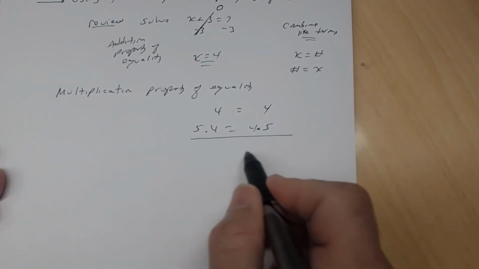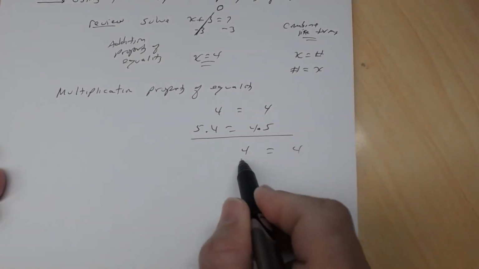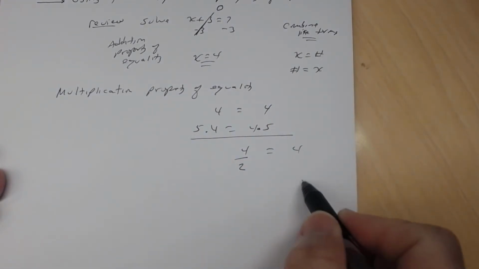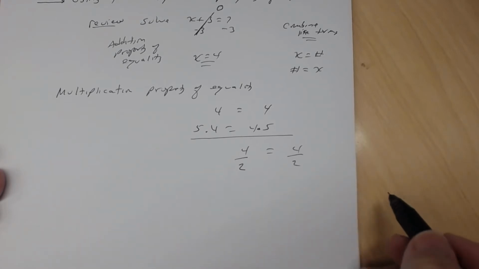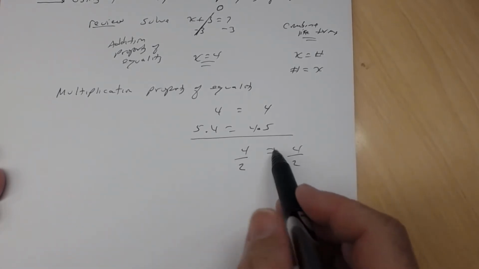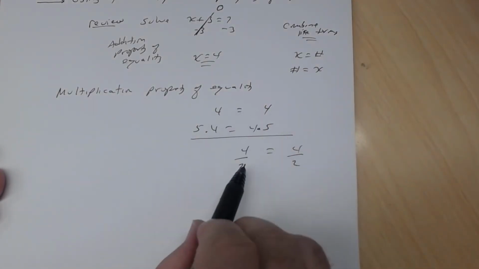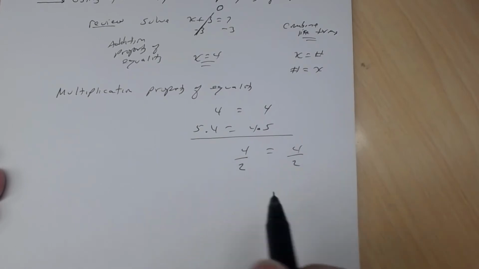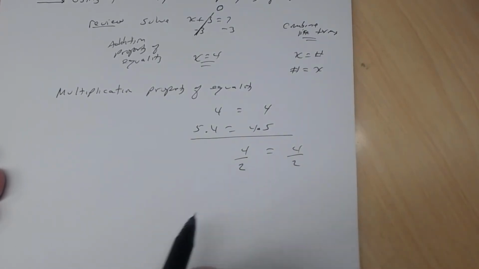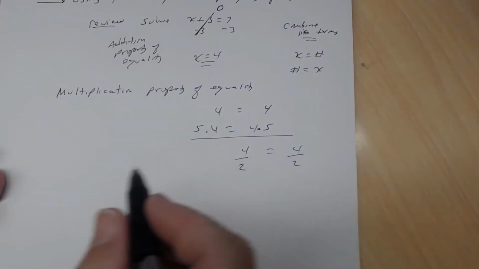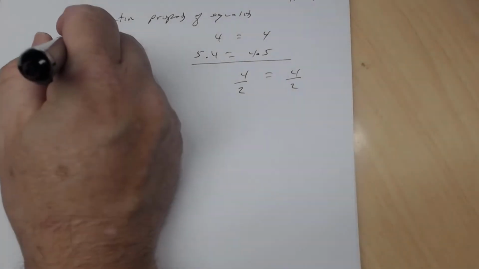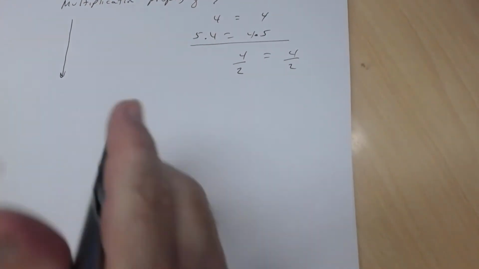Okay, same thing with division. So I know 4 equals 4. If I divide the left side by 2, then I must divide the right side by 2. Right? And then it's still a true statement. 20 equals 20, 4 equals 4, 2 equals 2. 4 divided by 2 is 2.